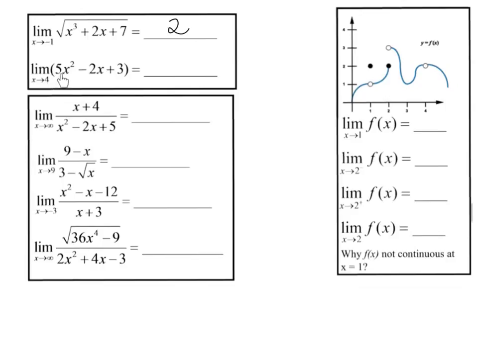We plug in 4, we have 5 multiplied by 16, minus 8, plus 3, so we have 80 minus 8, plus 3, so this is 75.